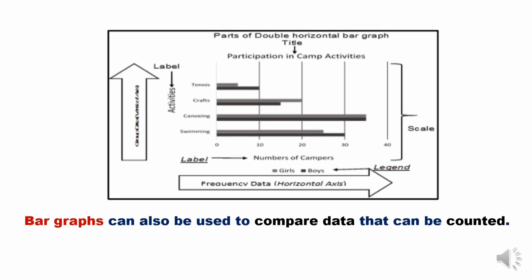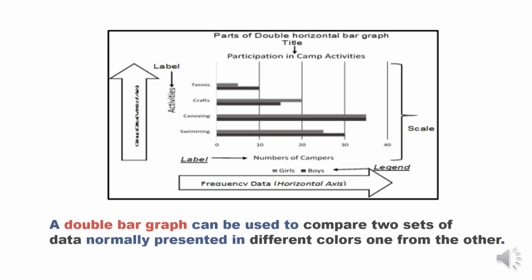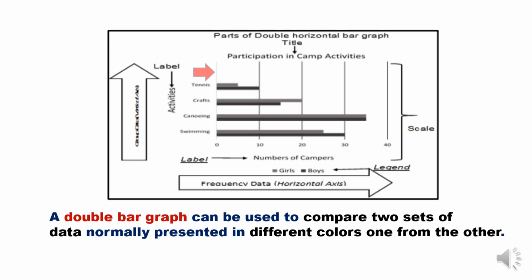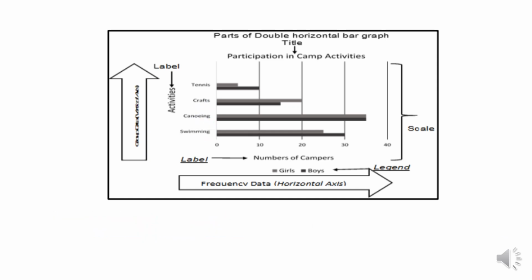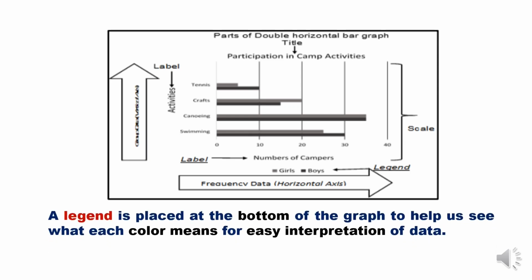Bar graphs can also be used to compare data that can be counted. A double bar graph can be used to compare two sets of data, normally presented in different colors, one from the other. A legend is placed at the bottom of the graph to help us see what each color means for easy interpretation of data.